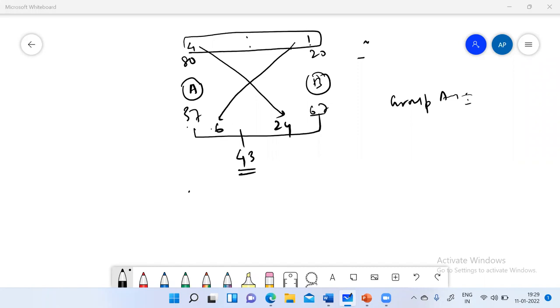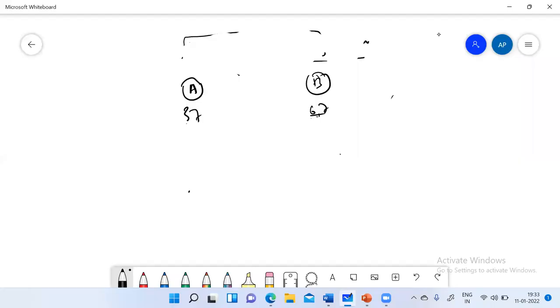No, sir. So if I ask you, there are two groups A and B, and we don't know the number of members in A and B. But what we know is that the group average is 52. What can we say about their individual numbers?